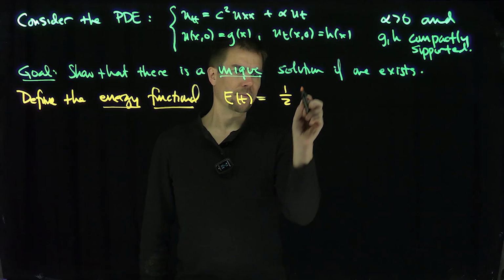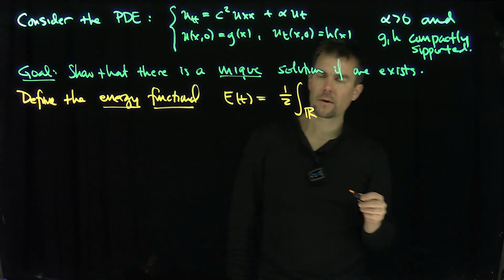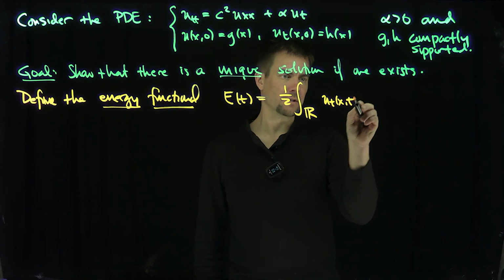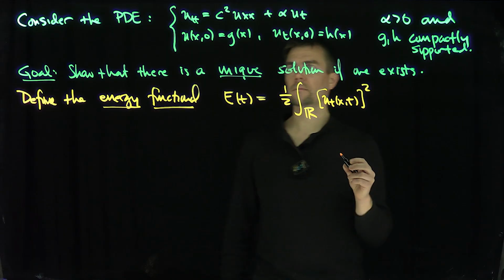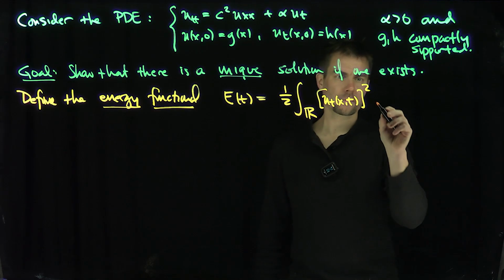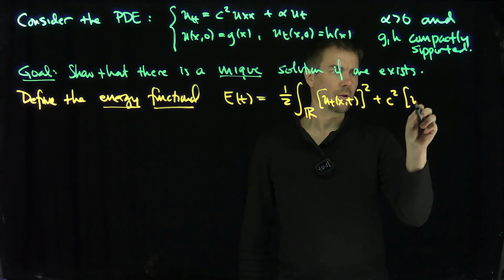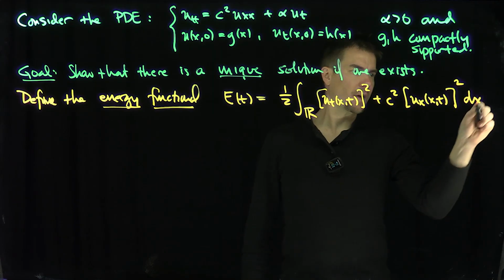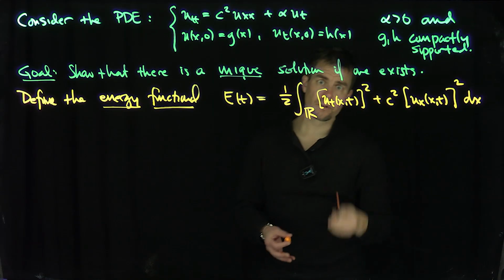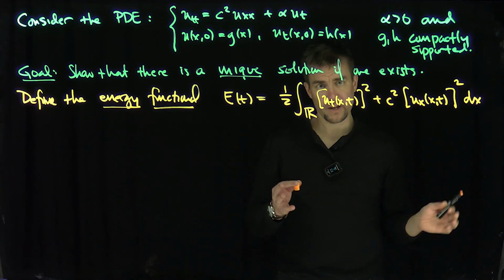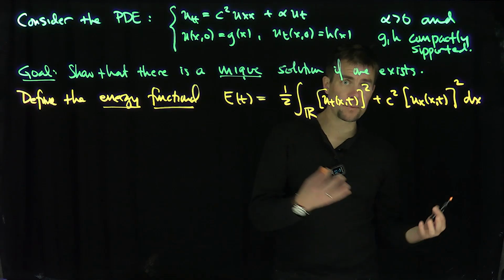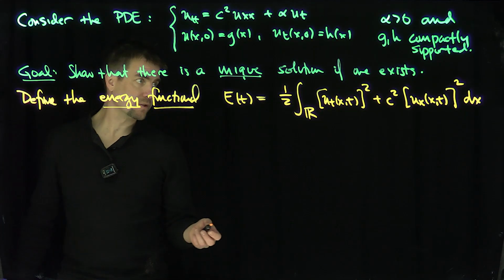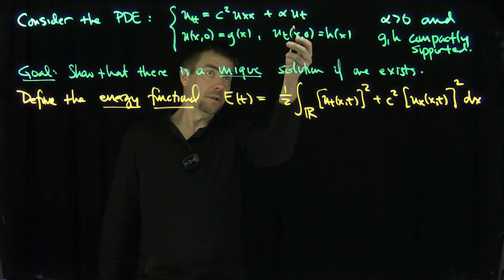E of t is going to be 1/2 the integral over R of u_t(x,t) squared plus c squared u_x(x,t) squared dx. These are really potential and kinetic energies; I add them up and average them, and that gives me this energy. Now what we want to show is that this energy is conserved in the system, or in fact, that the energy is going to dissipate in the system.